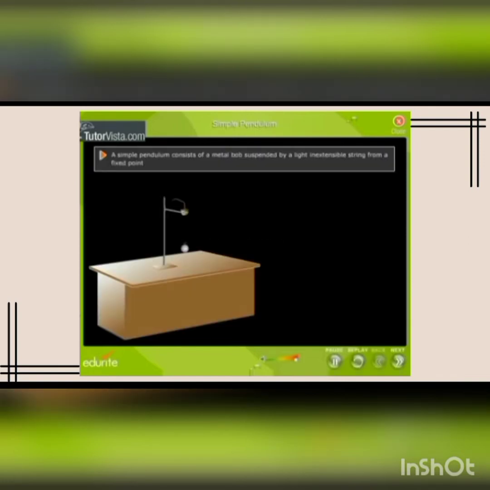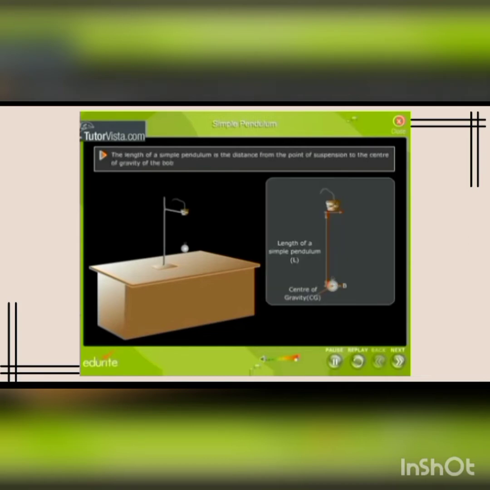A simple pendulum consists of a metal bob suspended by a light inextensible string from a fixed point. Let us now get familiar with the terms that we come across while learning a simple pendulum. The length of a simple pendulum is the distance from the point of suspension to the center of gravity of the bob. The resting position B of the pendulum is known as the mean position. One complete to and fro movement of a pendulum about its mean position is known as an oscillation or vibration.